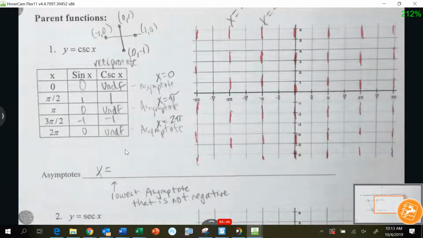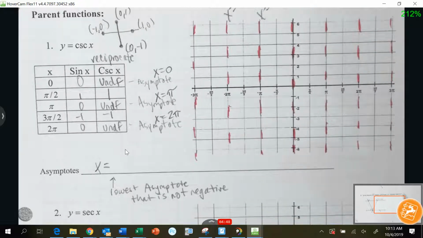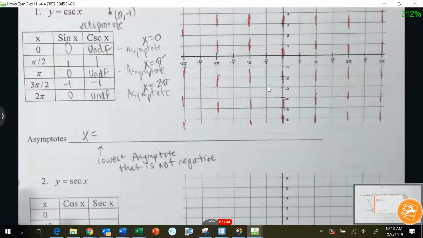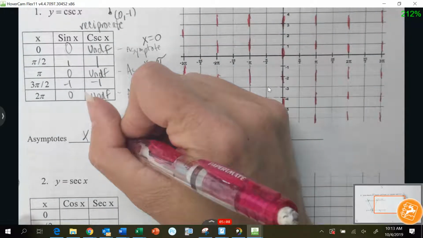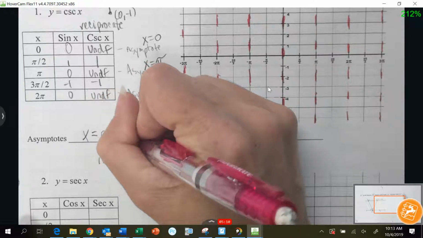I like to start with the lowest asymptote that is not negative, just to make this consistent, because I really can start with whatever asymptote I want, and if there are that many options, then we're all going to have different answers, and it's going to be a pain to see if we're all right. So I just suggest starting with the first asymptote that is not negative. So what asymptote is that? 0. And then for that asymptote, we're going to add on what value?